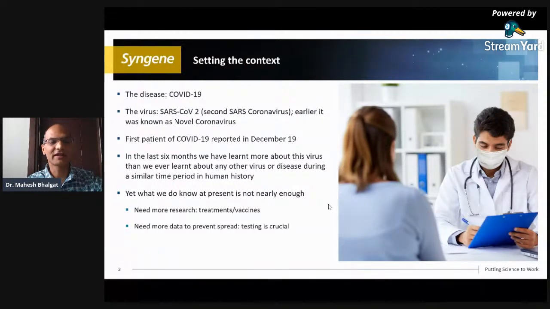Today, there are about 8 vaccines that are in clinical trials, and more than 400 candidates that are being pursued. Similarly, there are hundreds and hundreds of drugs that are being studied from a repurposing perspective to bring about treatments from an antiviral or other approaches. What is also important is that we need to know about this virus more so that we can control the spread in the meantime. And that's where testing comes in. And that's where I want to focus this talk for this afternoon, on the need for testing.